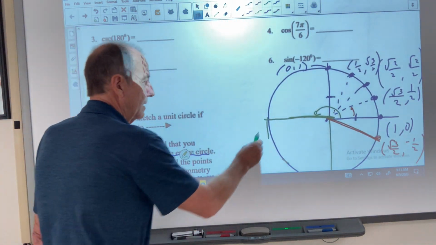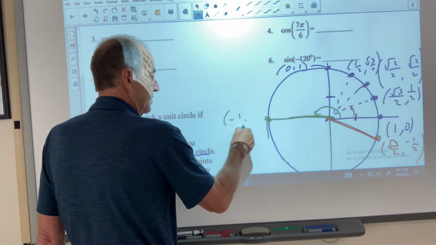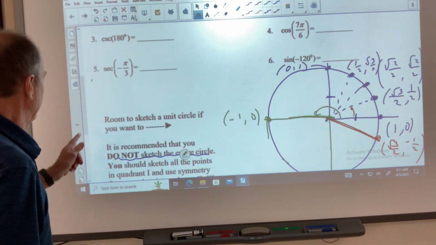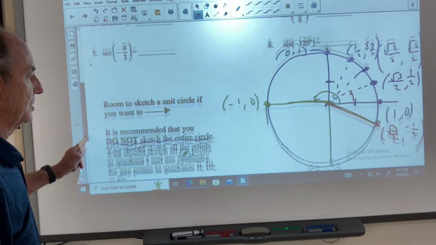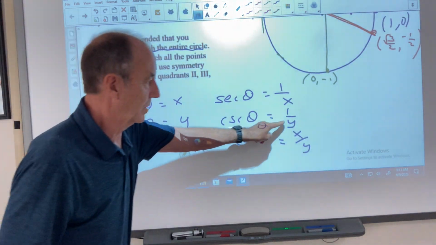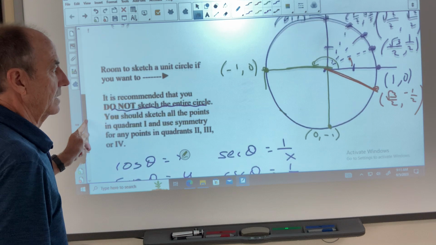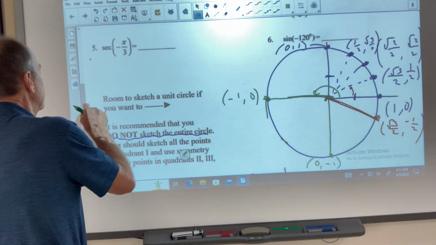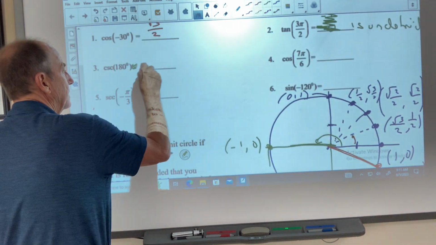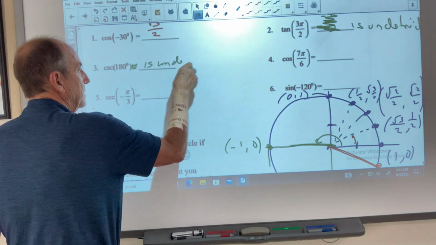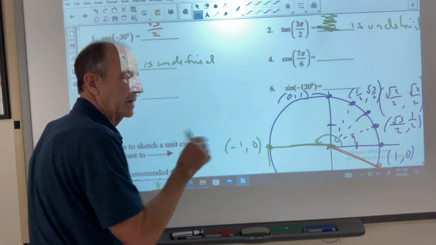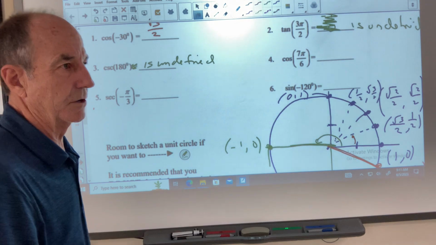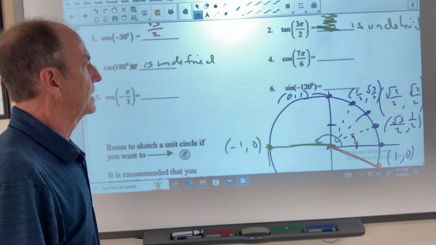Okay, 180 degrees. Well, again, we're over here. Ordered pair, (-1, 0). And what are we looking for? We're looking for the cosecant, which is 1 over the y value. The y value is 0. So again, it is undefined. Don't write -1/0 or 1/0. That would be wrong.